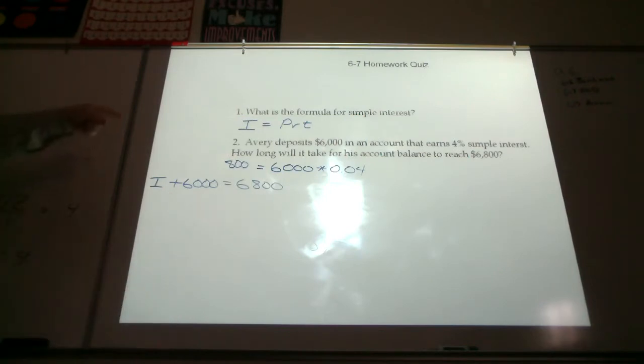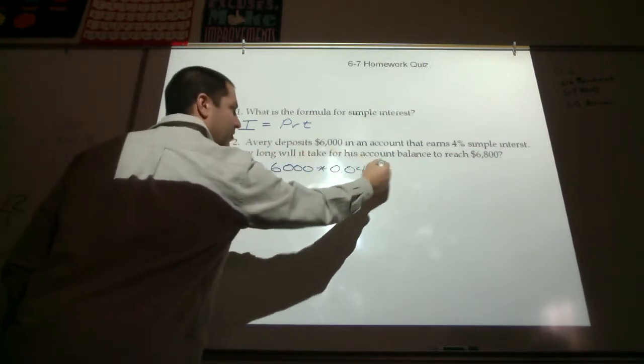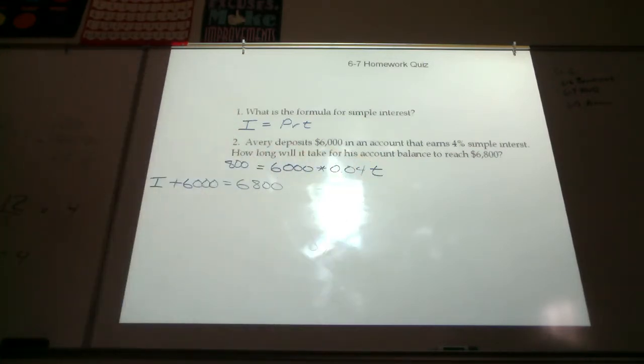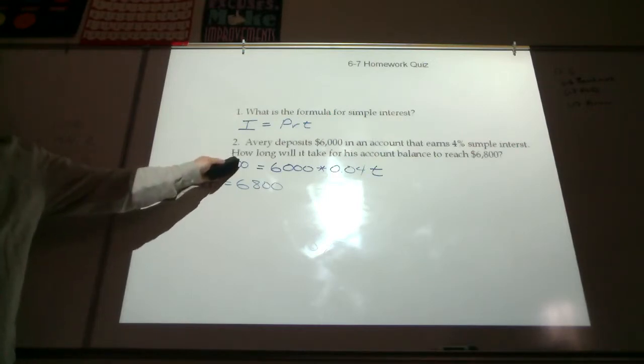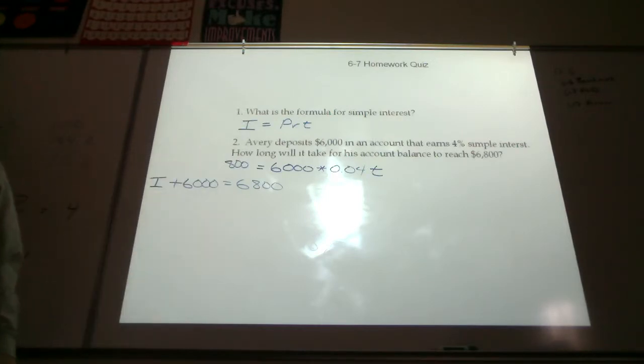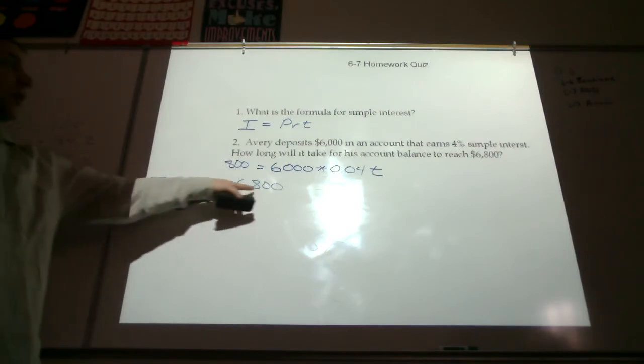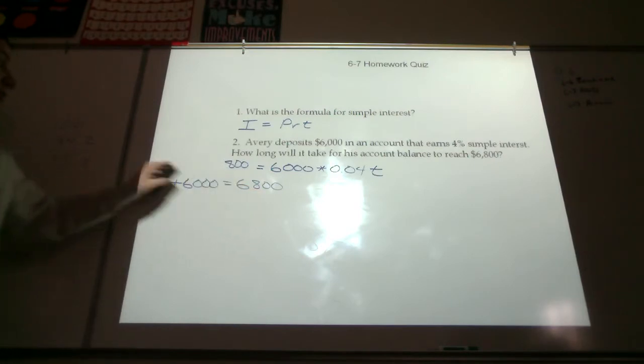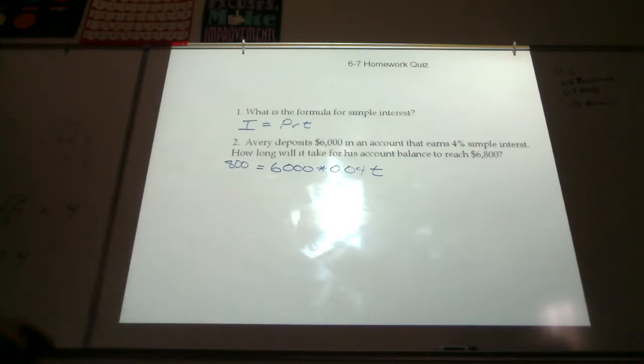And it says how long? Long means time. And what does the T stand for? Time in what? Time in years. So I'm just going to put our unknown T right there. So we had to put those numbers in correctly to get this right. We had to understand that we want to gain $800 in simple interest. Our total account balance needs to be $6,800. So let's figure out how long it has to be in there.